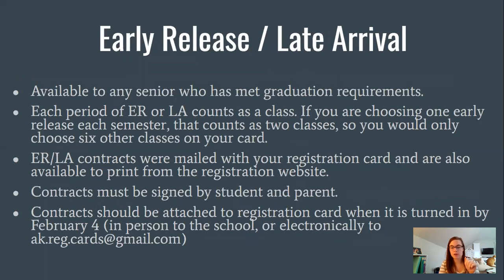And let me go back to the early release and late arrival on the same token. This will count as a class period. So if you are going to do 2 periods of early release, let's say that's going to be 4th period all year long, that means you need to choose 6 classes, and then you'll select early release as 2 of your classes in PowerSchool. So it's only going to make you select 8 total, and early release would be 2 of those if you're choosing to do it year long.